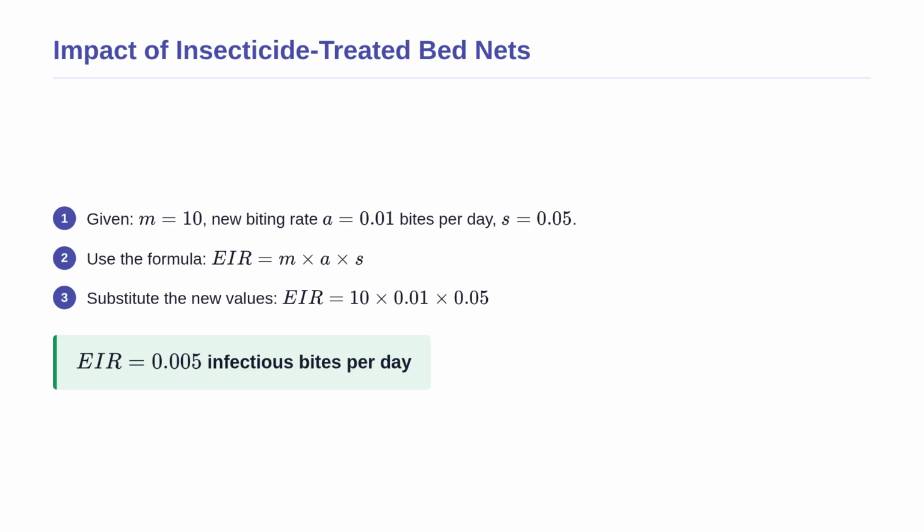We use the same mathematical formula, updating only the biting rate variable to isolate the specific effect of the bed nets. We multiply 10 by our new, much lower biting rate of 0.01 and then by 0.05. The final answer is 0.005. This means a person would now only receive one infectious bite every 200 days. This massive mathematical reduction proves that simple interventions can drastically disrupt the vector's ability to transmit disease.